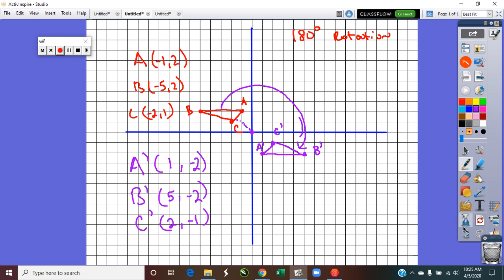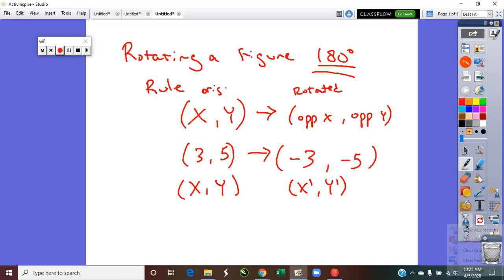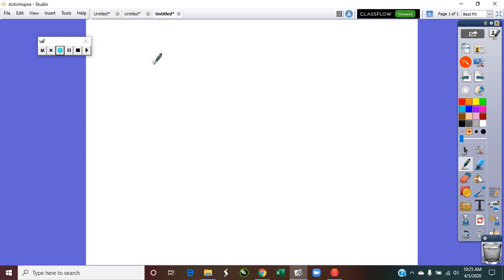Okay, the next one. This one is a little bit trickier. I need you to pay attention. All right, so I'm going to clear all this off of here. And so when we have a rotation of 90 degrees counterclockwise. Basically, counterclockwise, think about this: a clock goes this way, right? So counterclockwise is going to be going this way.